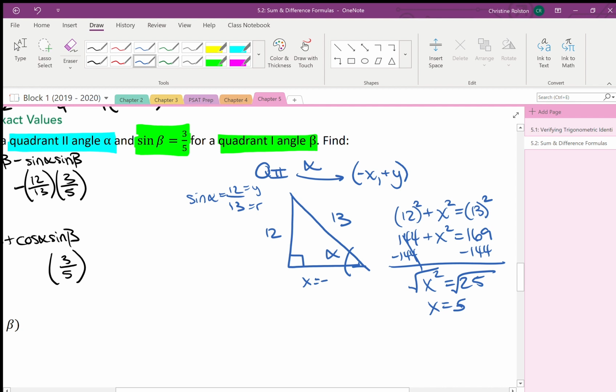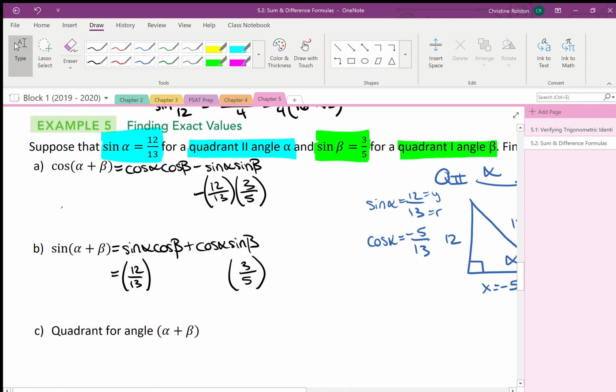Now we know x is negative 5. Okay, so we found our x. All we really need is cosine alpha, right? So that's going to be negative 5 over 13. So I could take that piece and plug it in. So I plugged in that piece.